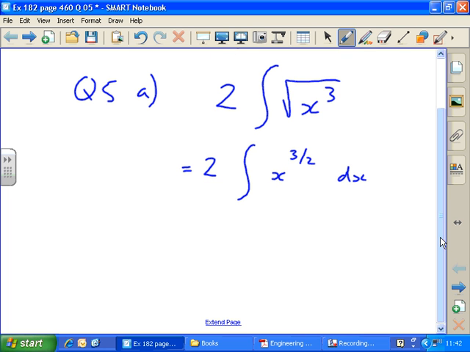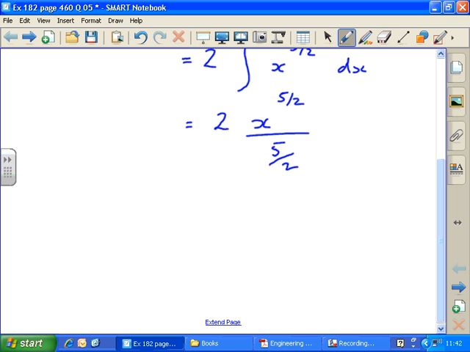Now I can use the integral rule: add 1 to the power, divided by the new power. So the 2 stays there. 3 halves plus 1 is 5 halves, over 5 halves. Now just to tidy up this, don't forget the plus c. Remember, dividing by 5 over 2 is the same as multiplying by 2 over 5. So this becomes 2x to the 5 over 2 times 2 over 5.